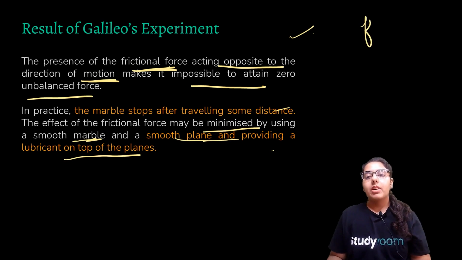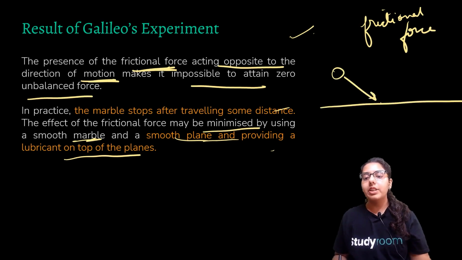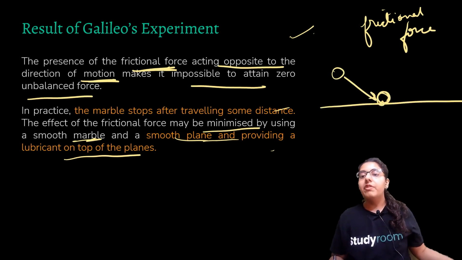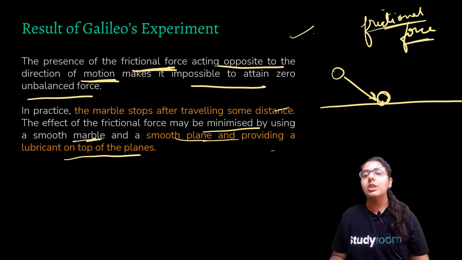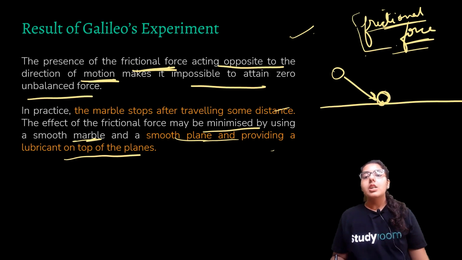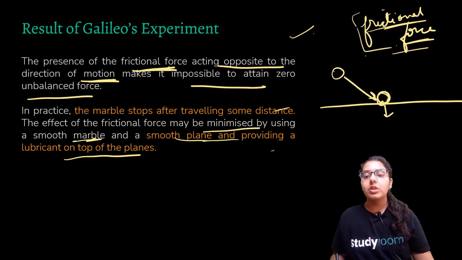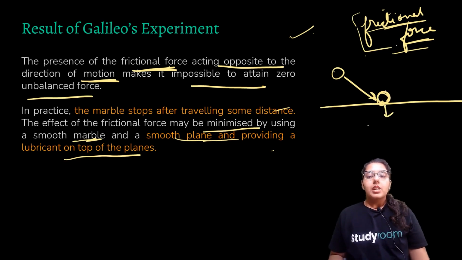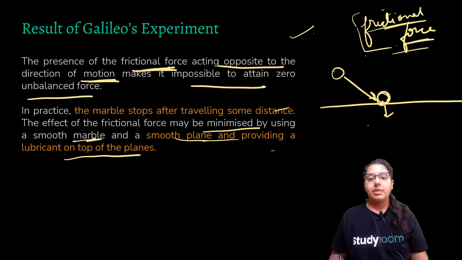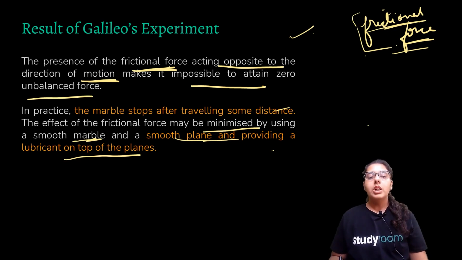So you see frictional force acting on the marble, correct? When your ball came to the surface, right? So when does the frictional force act? Whenever two surfaces are in contact, only then does a frictional force come into the picture. So for example, here also frictional force is your opposing force, right? Okay, so if you want to minimize this unbalanced force, what do you have to do? You have to use a smooth plane.